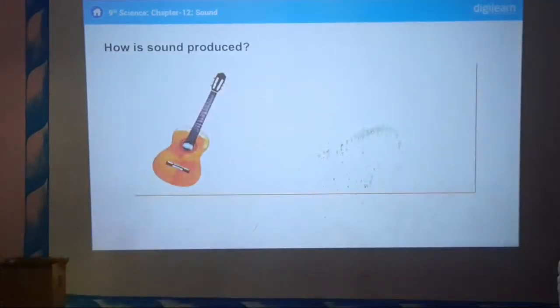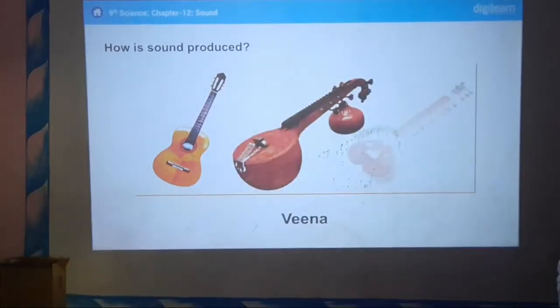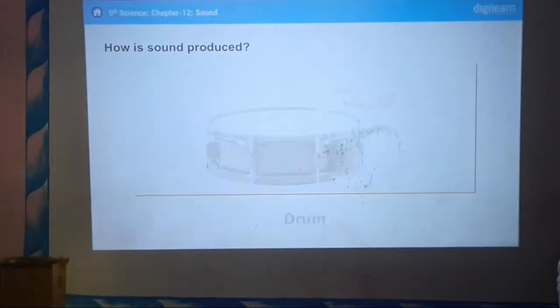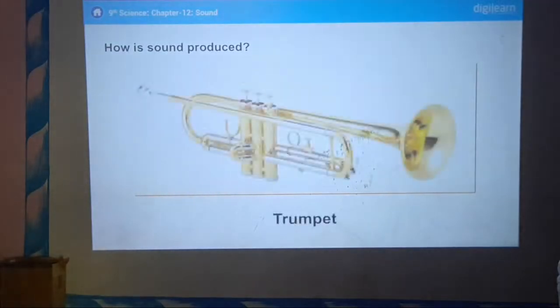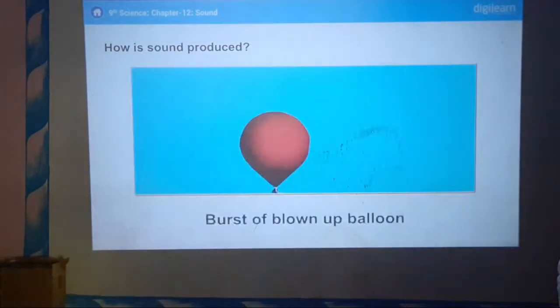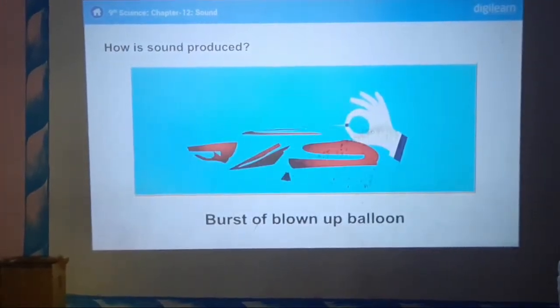How is sound produced? Let us look at some examples. Vibration of strings of guitar, veena, sitar produces sound. Vibration of surface of drum produces sound. Blow air into a trumpet. Burst of blown up balloons produces a big sound, etc. As we know, vibrating bodies produce sound. In human beings also, the vibration of membranes within a voice box called larynx produces sound.